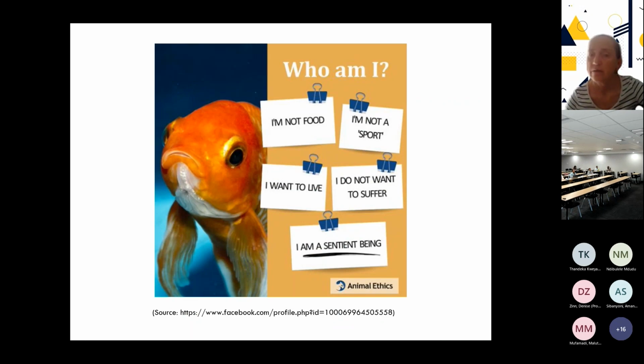I've put this slide in because, "I'm not food, I'm not a sport, I want to live, I do not want to suffer. I'm a sentient, I'm a living being." So we are very careful when we look at proposals that animals are not killed unnecessarily. They can also suffer pain. If you punch something into a rabbit, there's a pain experience. That animal cannot talk back.